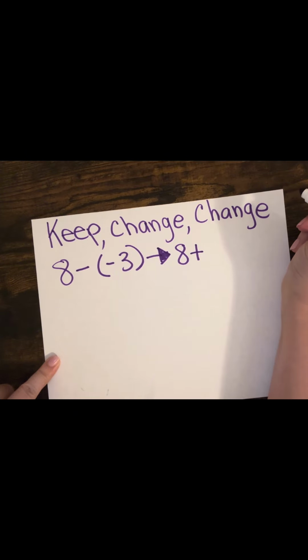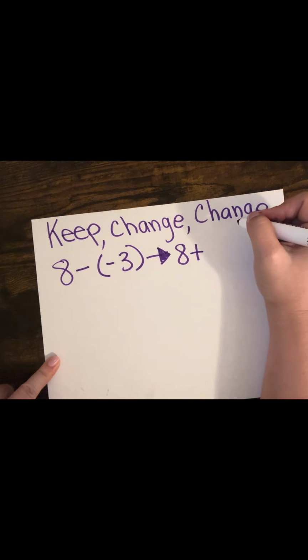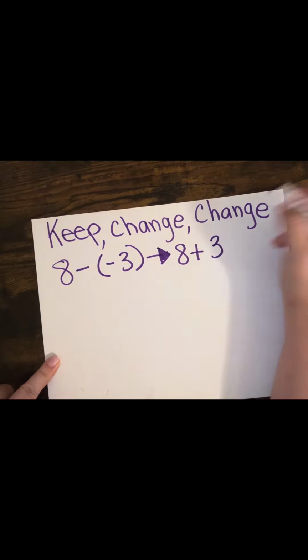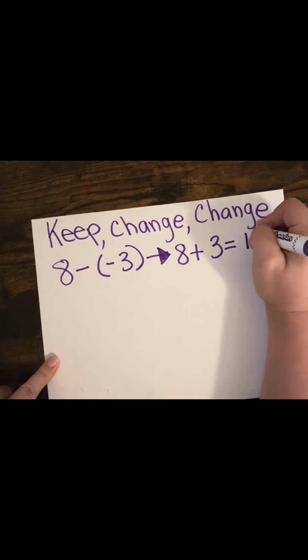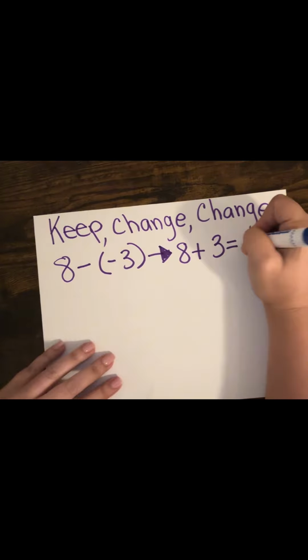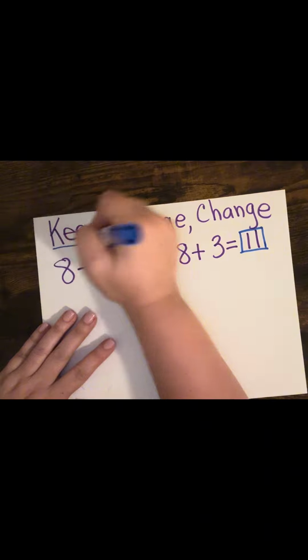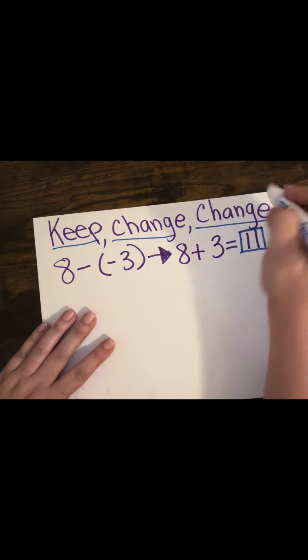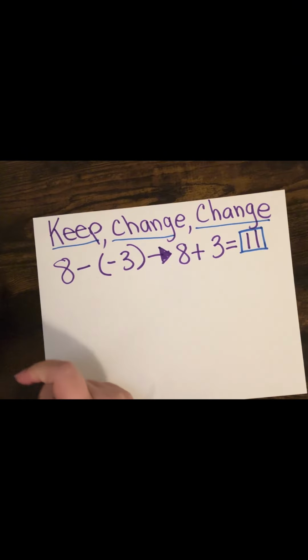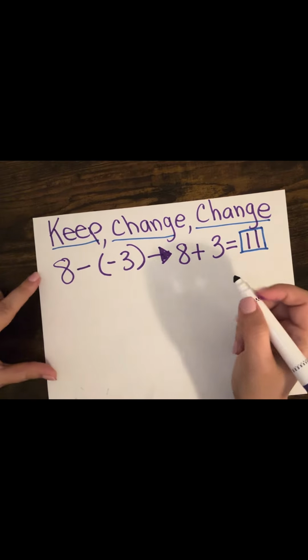And then what else are we going to change? Because there's a second change here in the rules. We're going to change the sign of the second number. So instead of negative 3, that becomes positive 3. And we have created a whole new problem here, 8 plus 3, which is just going to give us a final answer of positive 11. So keep, change, change.